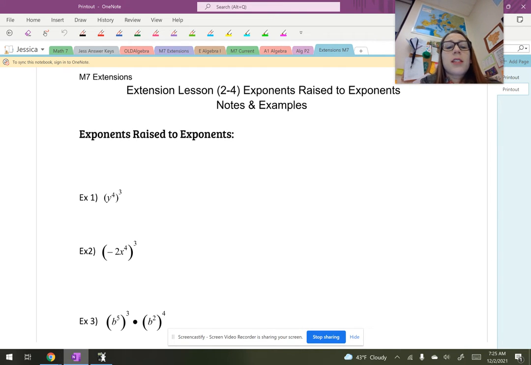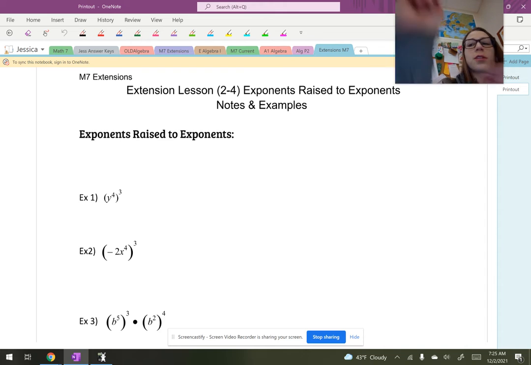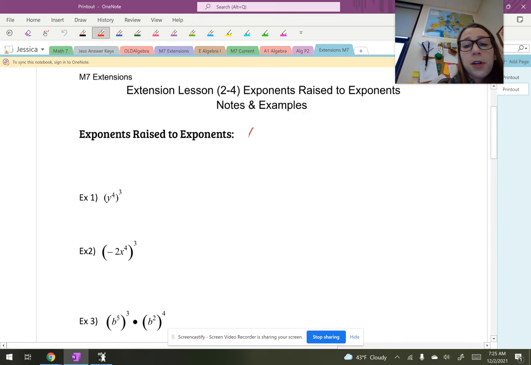So, today we're looking at extension lesson 2.4, and this is talking about exponents being raised to other exponents. So, exponents raised to exponents looks something along the lines of x to some power a raised to another power b.